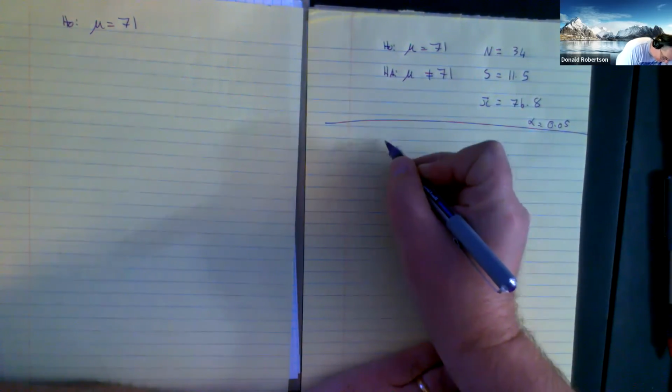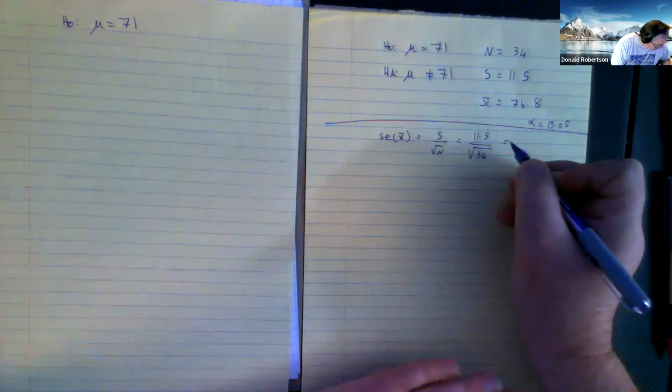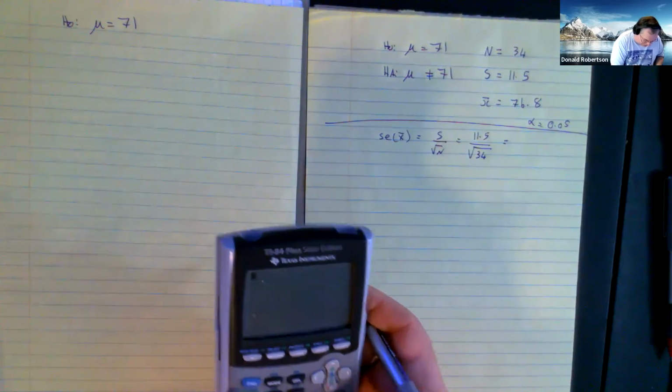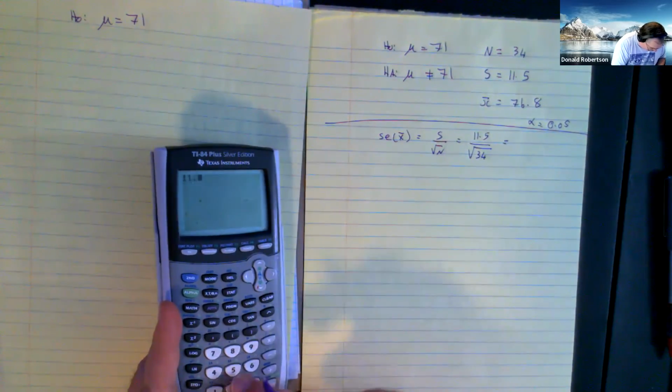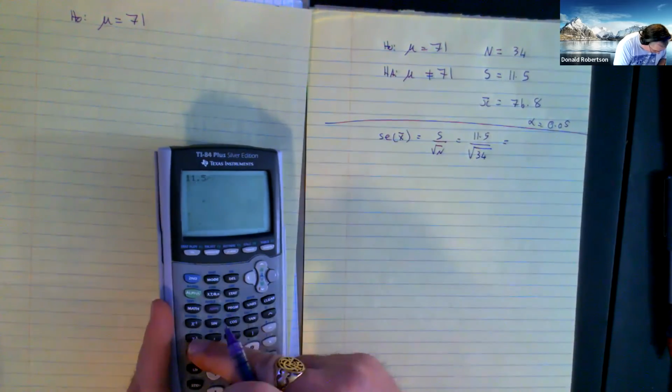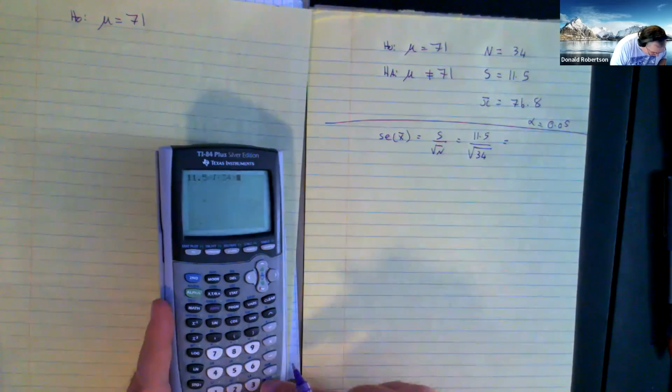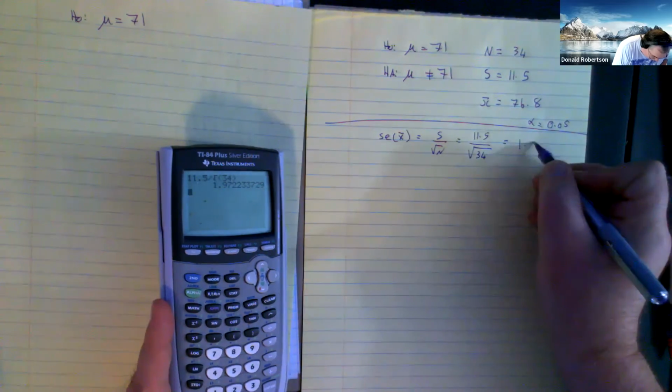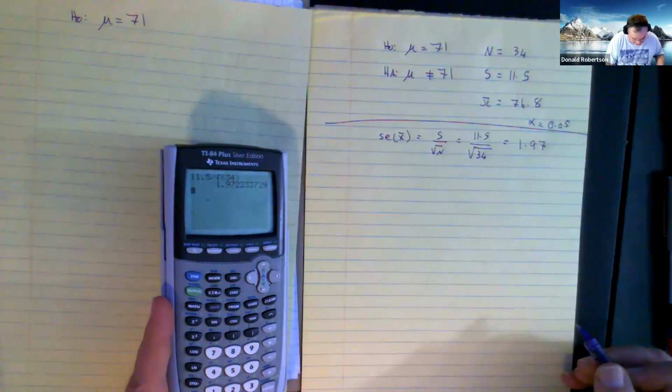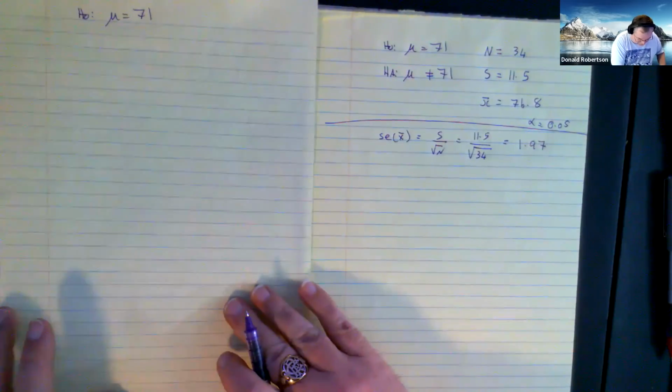So here goes. Calculate the standard error first. What do we get? 11.5 divided by the square root of 34. And I get 1.97. Okay.